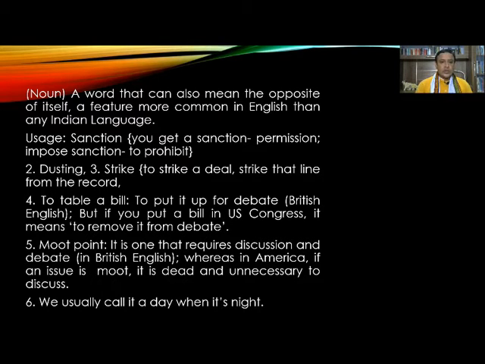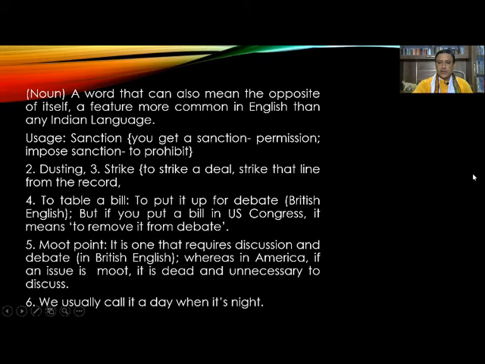To table a bill, to put it up for debate in British English. But if you table a bill in US Congress, it means to remove it from debate. Moot point in British English, it's a point worth discussion, and in America, if an issue is moot, it is dead and unnecessary to discuss.